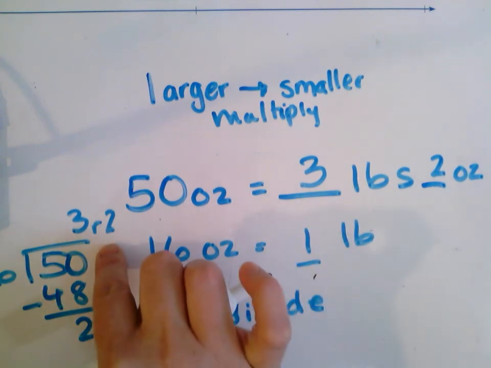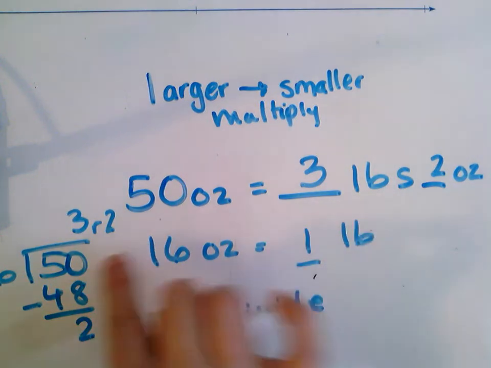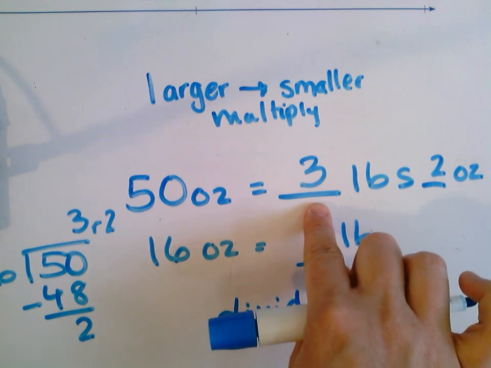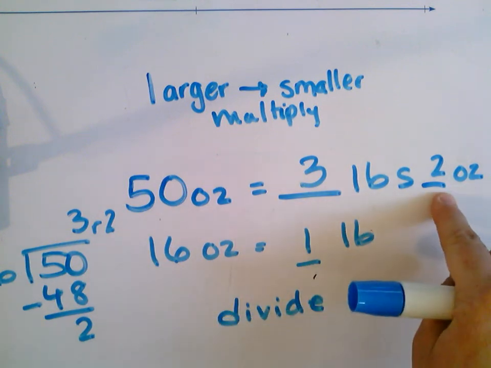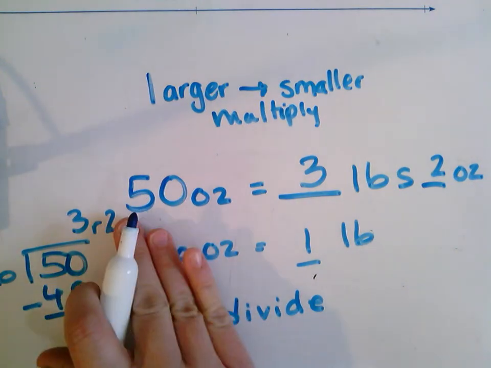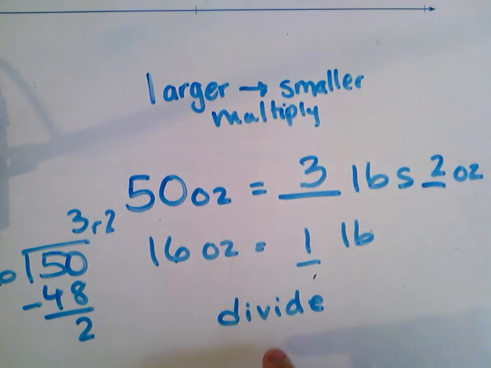So our remainder is the amount of ounces that are left over. So if you do your long division and you have a remainder, the quotient is your pounds, the remainder is your leftover ounces. All right, so you're going to try some problems today of changing pounds to ounces by multiplying and ounces to pounds by dividing.